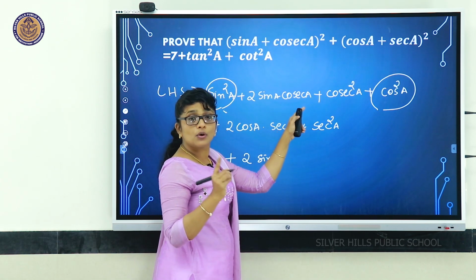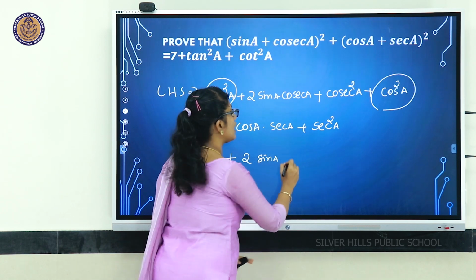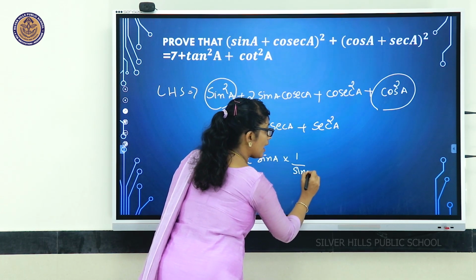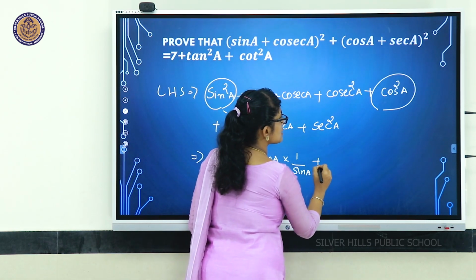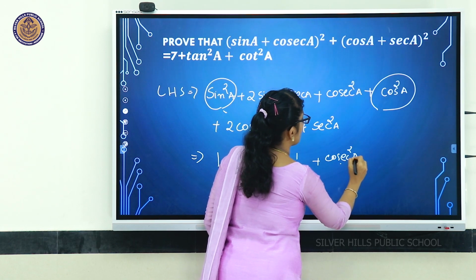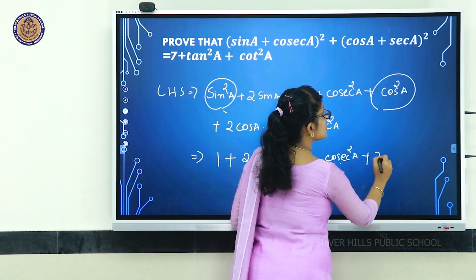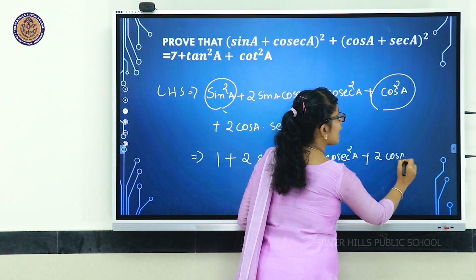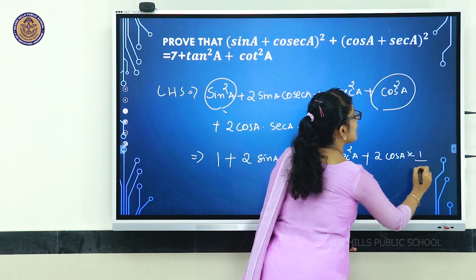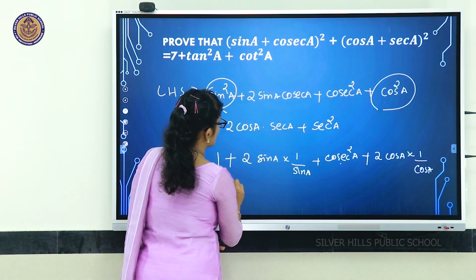Then you studied cosec A. What is cosec A? Reciprocal relation. Cosec A is 1 by sin A, plus cosec square A, plus 2 cos A into sec A. Sec A also we can write what? 1 by cos A, plus sec square A.